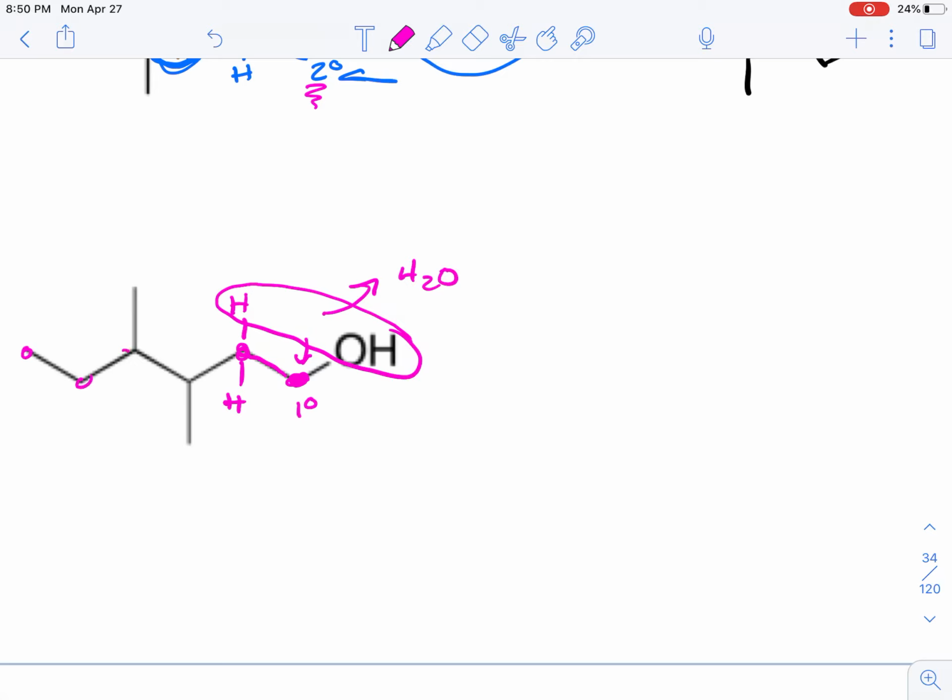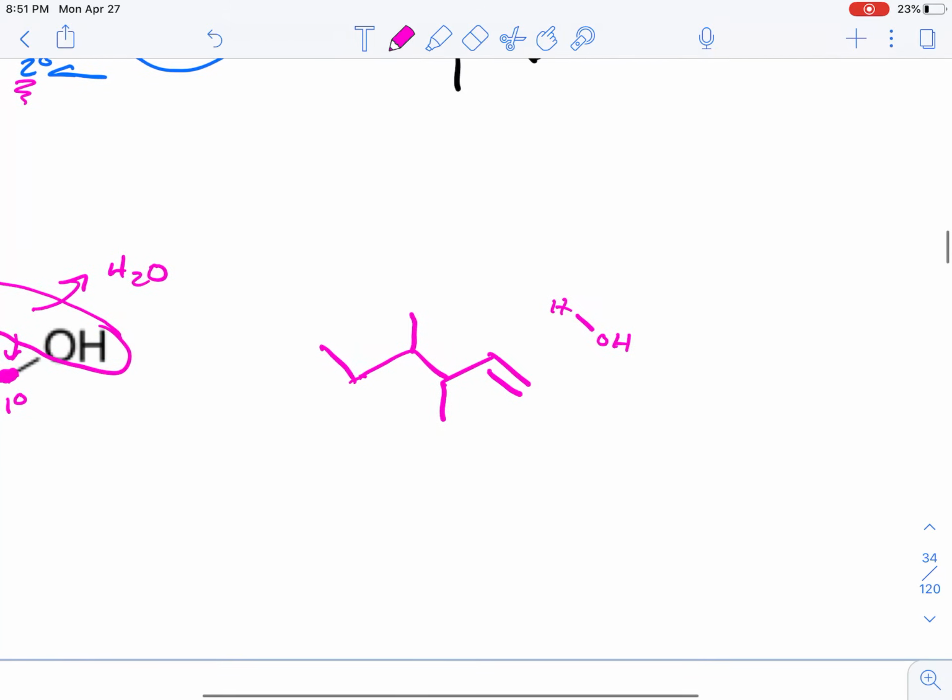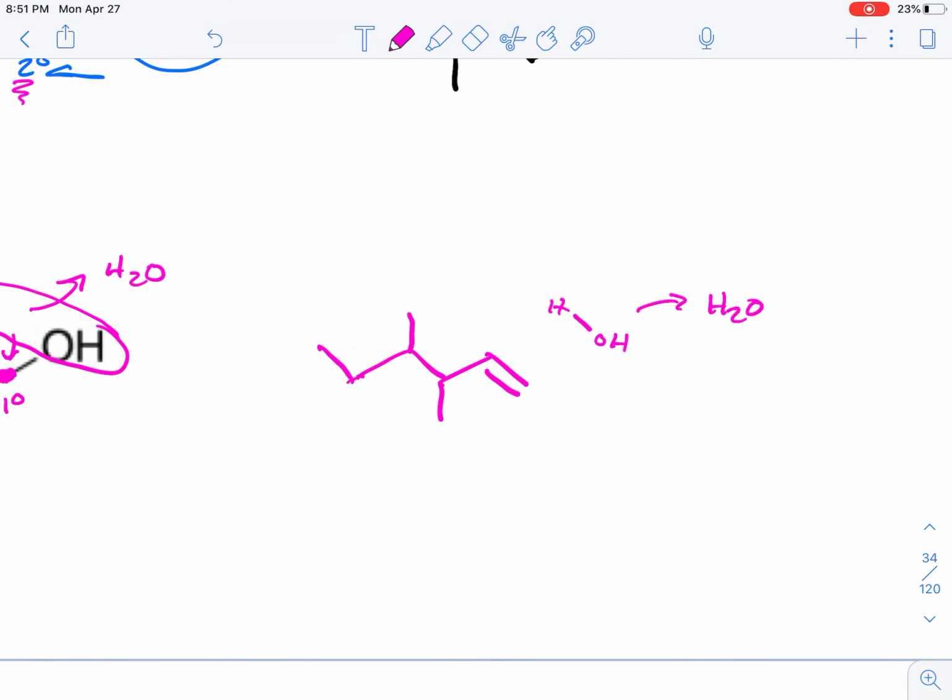So here I have 1, 2, 3, 4, 5, 6. So 1, 2, 3, 4, 5, 6. I'm going to connect that. And then I have a methyl group going up, going down. And so this was where the alcohol was. This was where that hydrogen was. And so for a dehydration reaction to occur, they must separate, and a double bond will remain between them, and a bond will be formed between H and OH, forming water. Okay. And so this would be my final answer.